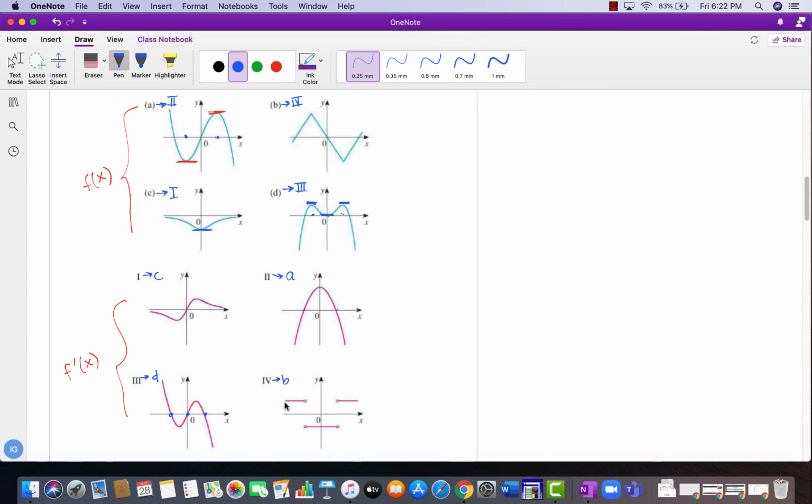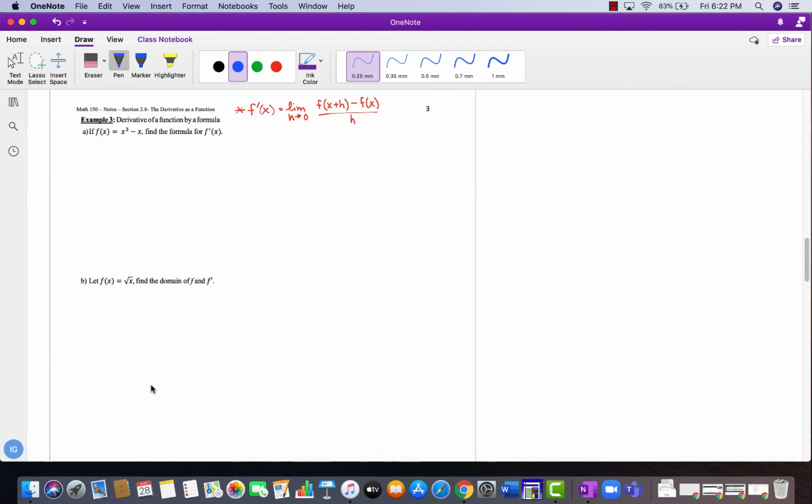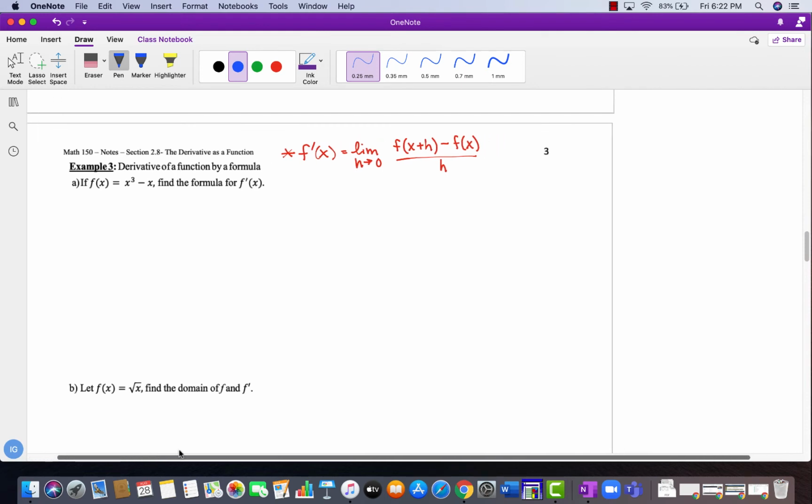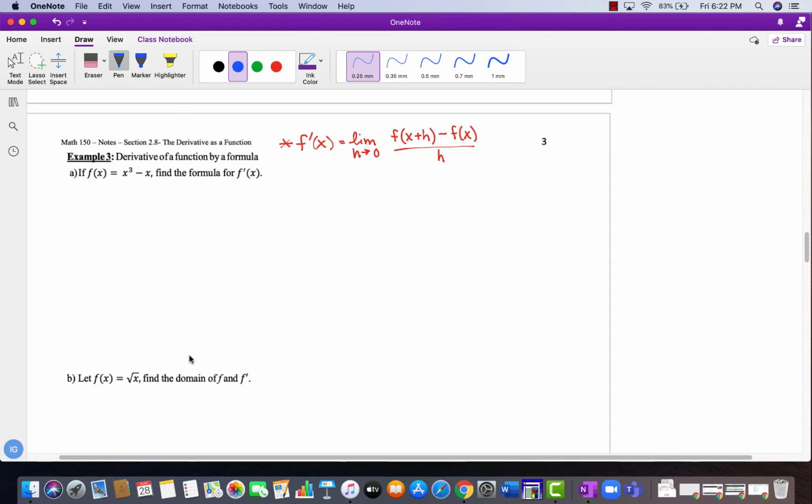Okay, all right. Now let's move on to example number 3, which is on the next page. And notice I already have something here, because for number 3, we need to find the derivative of a function by a formula. So we have to use the formula to find the derivative. I know a lot of you probably already know how to find the derivative without using the formula, but that's going to come when we get to chapter 3, okay? So for now, you get to use the formula. Now we're going to use this one because they're asking you to do it in general terms, in terms of x, so that's why we're using this, okay?